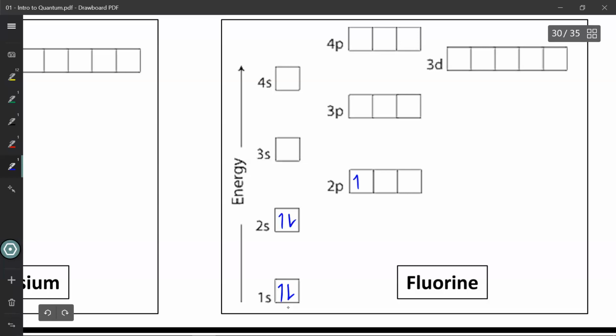And now Hund's rule says I must fill up every orbital, or suborbital, first before I am forced to double up. And when I do double up, I'm going to use the Pauli exclusion principle so I can have opposite spins. Whoops, got a little too overzealous there. 2, 4, 6, 8, 10, but I'm only supposed to have 9 electrons, so I'm just going to erase the last one over here. And there's fluorine.